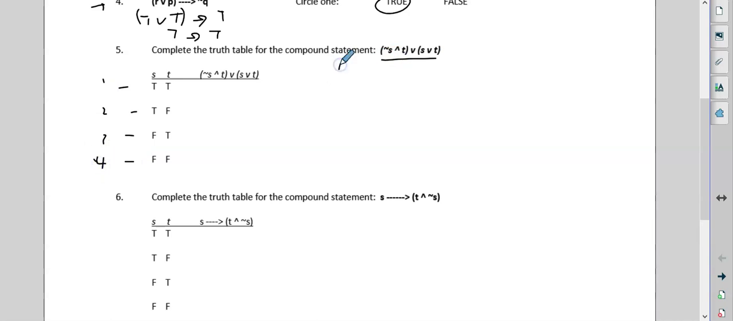All right, so here's 1. I'm going to plug it in there. So we're going to have not S, which means false, because S is true. So not S is false, and T, which is true, or S or T, so true or true. Let me evaluate each one. This is false or true, which ends up being true.